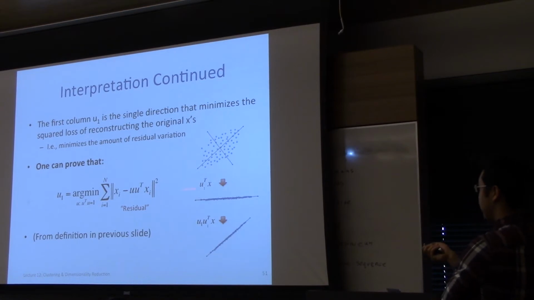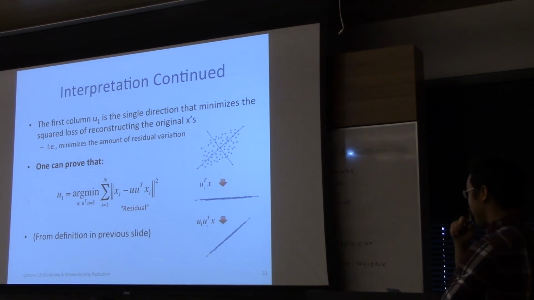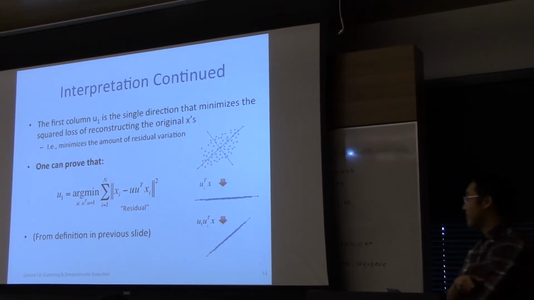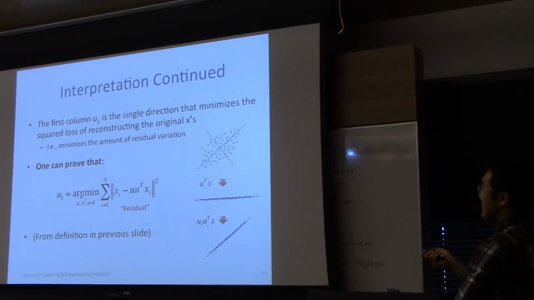This is the original data point. We project that data point along the first column, and then we reproject back to the original space. And then this is the residual: the point minus its projection. That's the deviation along this direction, and the squared distance. We want to find a single u, a unit vector, that minimizes this term. We can prove that the first component returned by PCA is the minimizer of this.